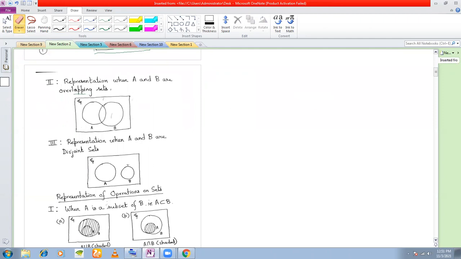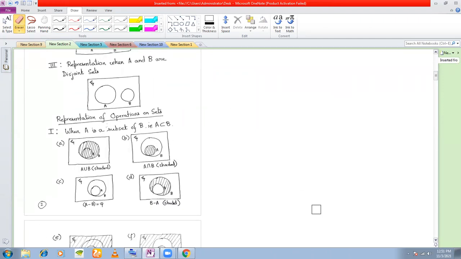Okay, so these three are the basic representation of sets. Now, how to represent operations on sets? Once we know how to represent sets, we want to represent operations on sets. What are the operations on sets? Union, intersection, difference, and complementation. Right? So these are the four operations on sets. Now, each of these operations can be represented on sets.